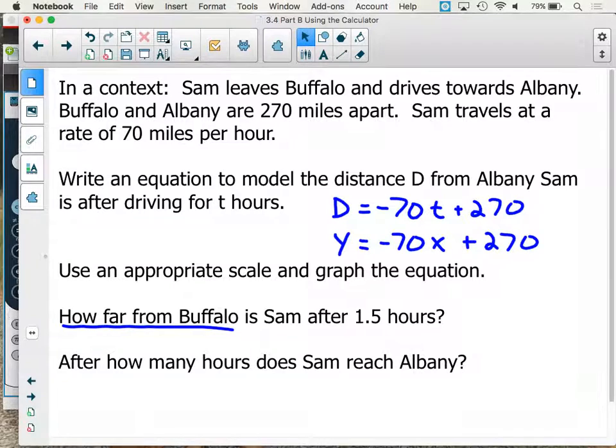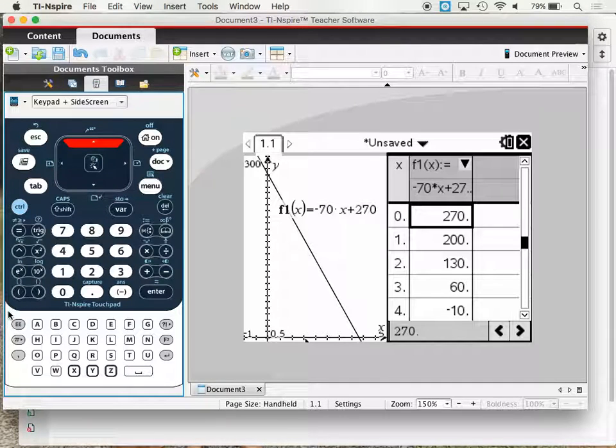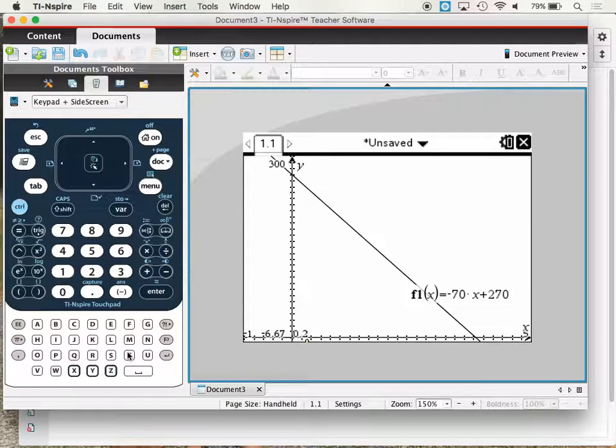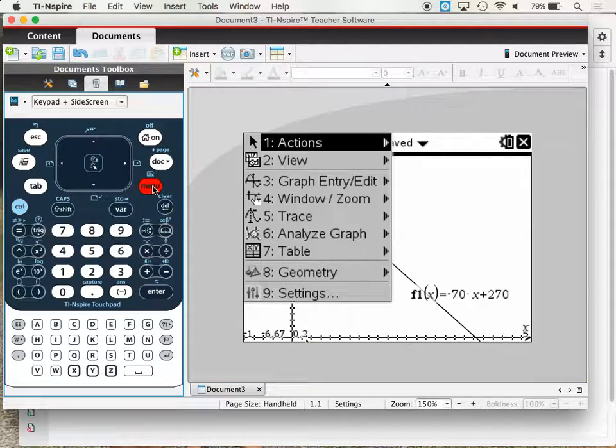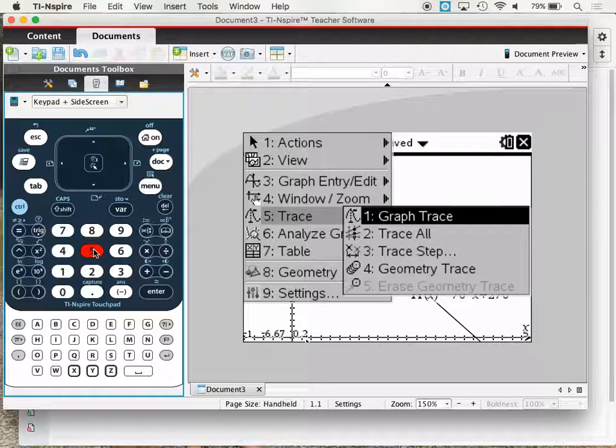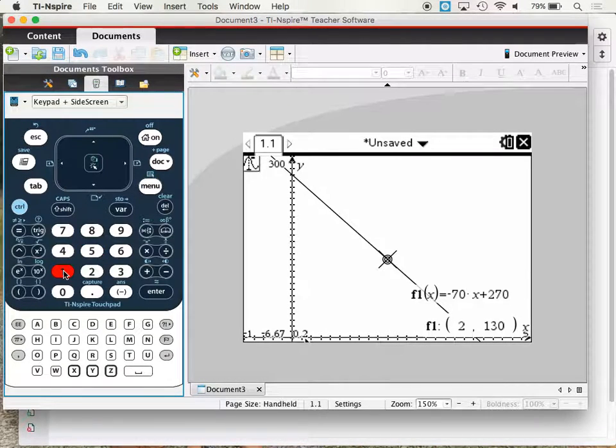I'm going to introduce a new function to you called trace. I'm going to press Control T from my table. Now, if I press Menu and choose 5 for trace and then 1 for graph trace, what graph trace does is it allows you to determine values that are on your graph. For example, it's telling me that the point shown right here in that circle has the coordinates 2, 130. So that means that after 2 hours, I'm 130 miles away.